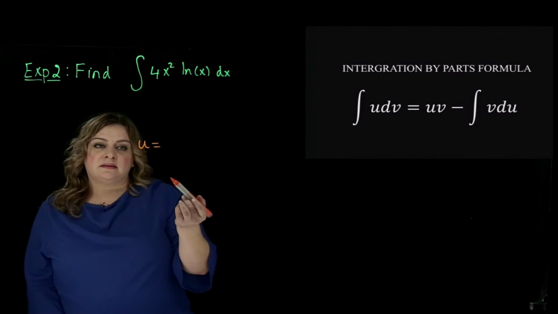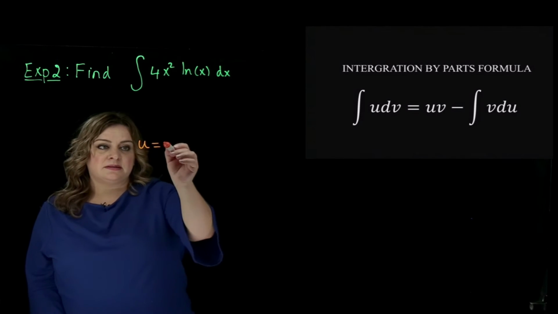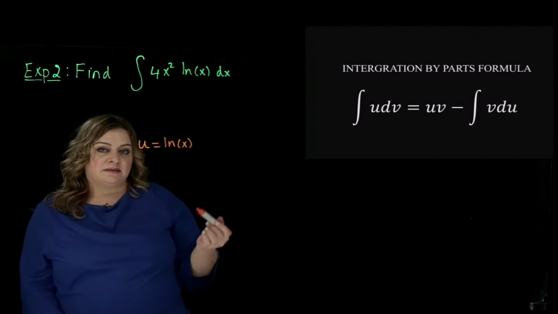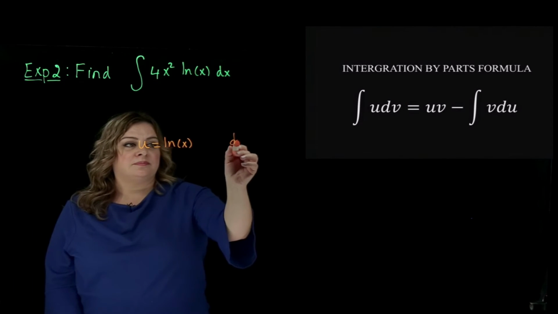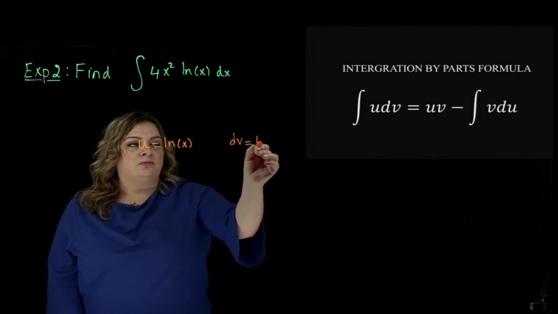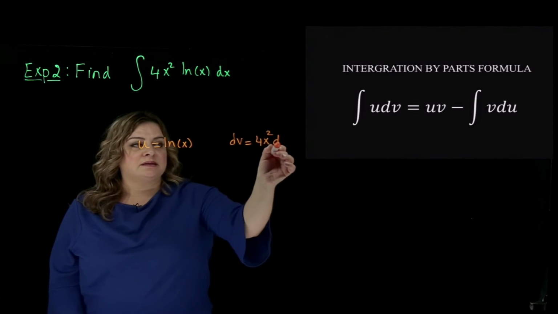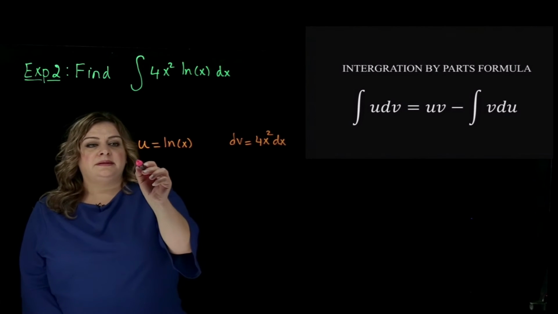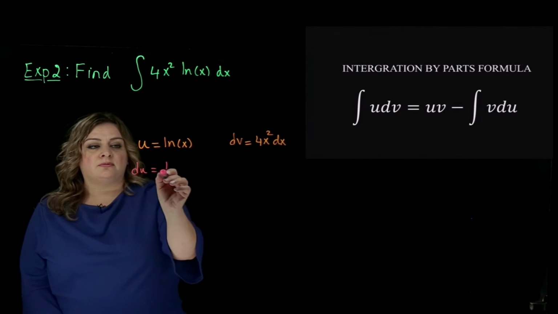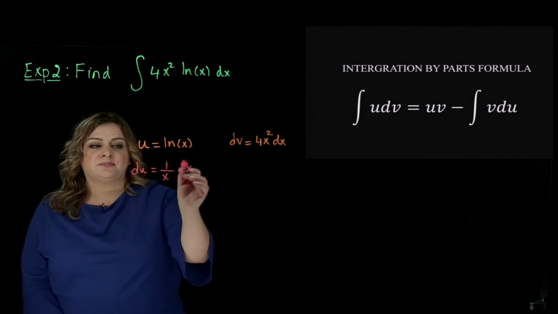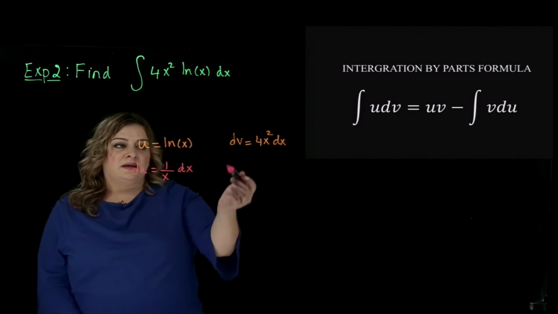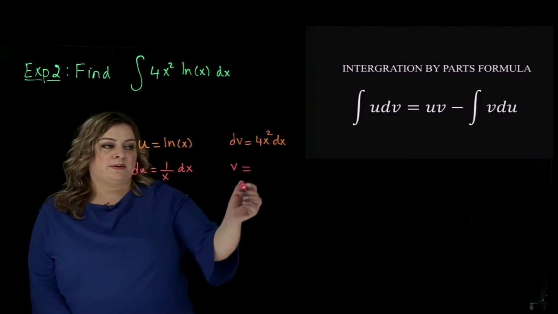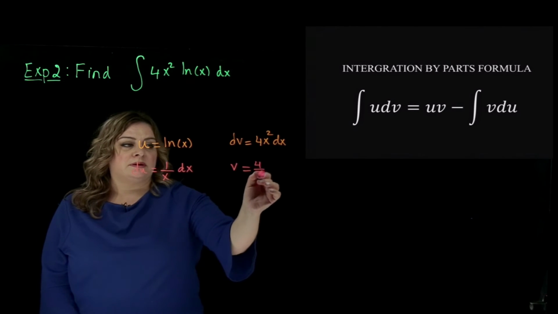In this case, du will be simplified, so u equals ln of x, and dv equals 4x squared dx. du will equal 1 over x dx, and v, which is the antiderivative of 4x squared, will be 4/3 x cubed.